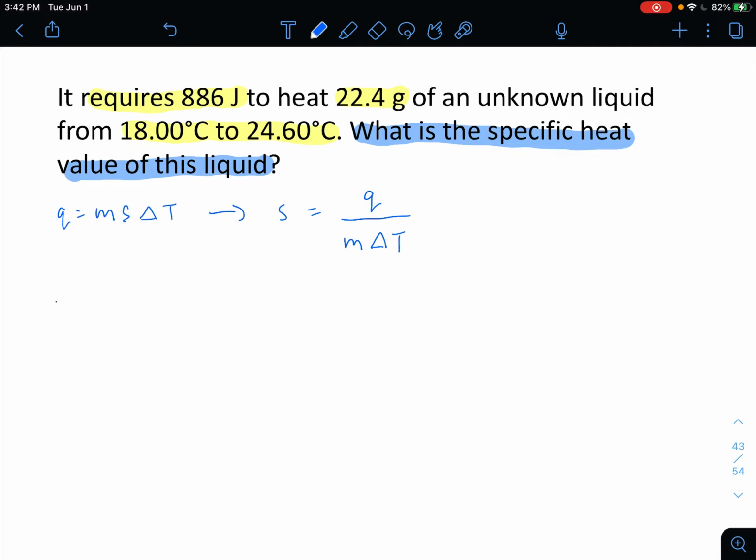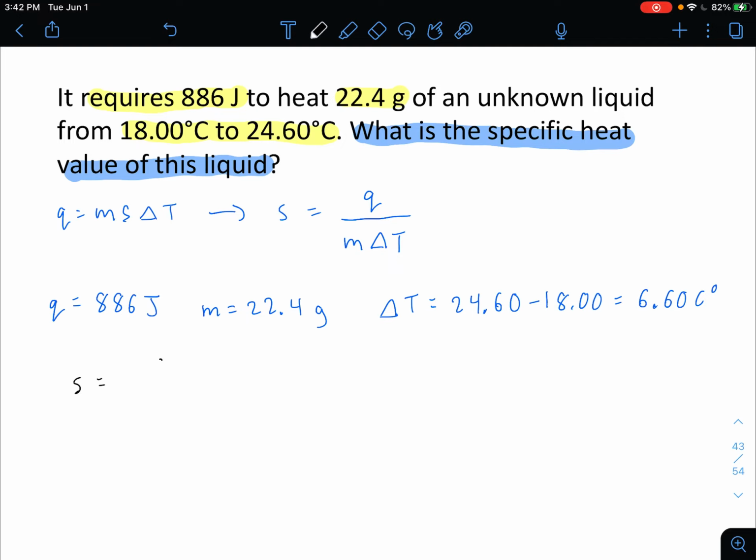Same as before, I think we have what we need, right? Q is 886 joules. That's the energy it requires. M is 22.4 grams. And delta T, final minus initial, 24.60 minus 18.00. That's 6.60 Celsius degrees.